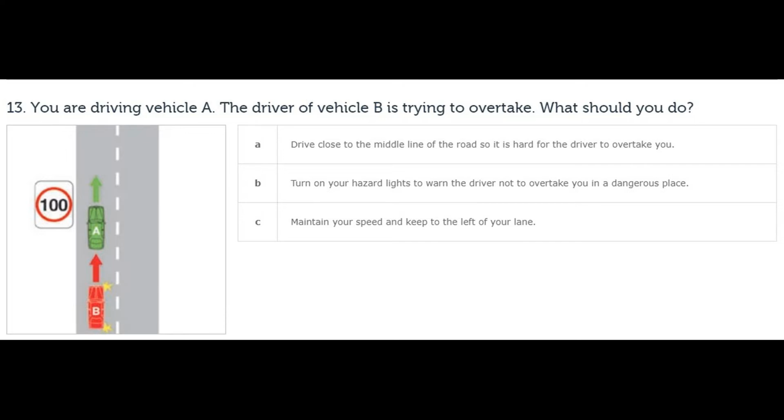Question 13. You are driving vehicle A. The driver of vehicle B is trying to overtake. What should you do? A. Drive close to the middle line of the road so it is hard for the driver to overtake you. B. Turn on your hazard lights to warn the driver not to overtake you in dangerous places. C. Maintain your speed and keep to the left of your lane.